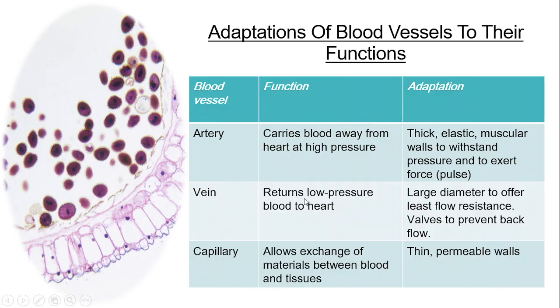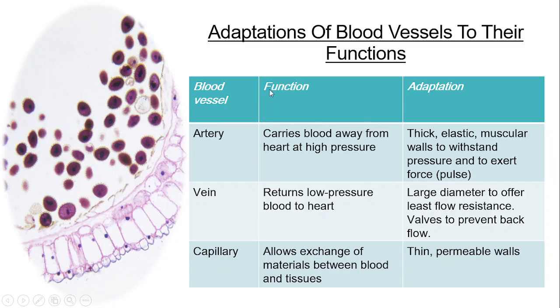So here's the table. In this column, we have the blood vessel, then we have the function of each of these blood vessels and how they are adapted to their functions. Starting with the first one, the artery. We know that their function is to carry blood away from the heart at high pressure. Now, how do they carry out this activity? The adaptation is that they have thick, elastic, muscular walls to withstand this pressure and to exert force, that is the pulse.